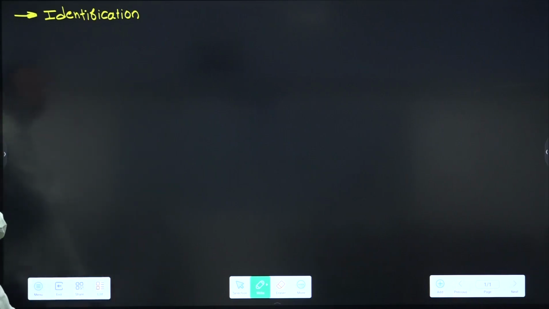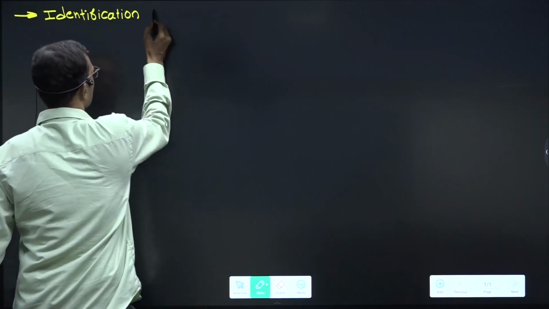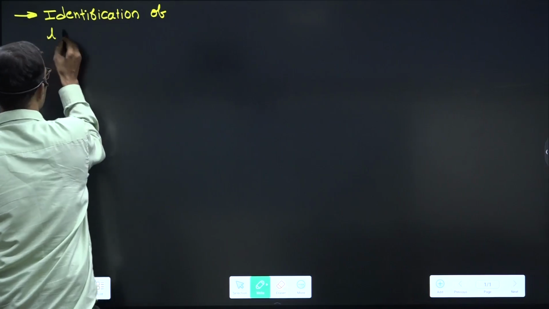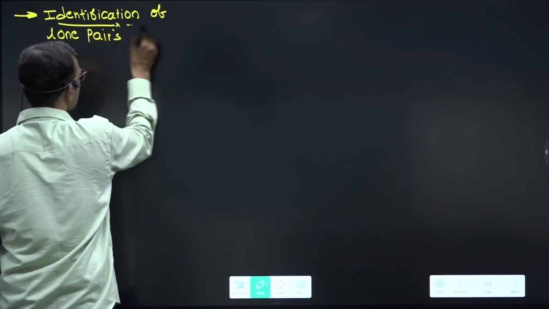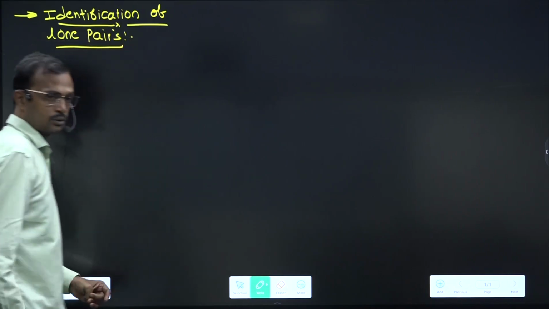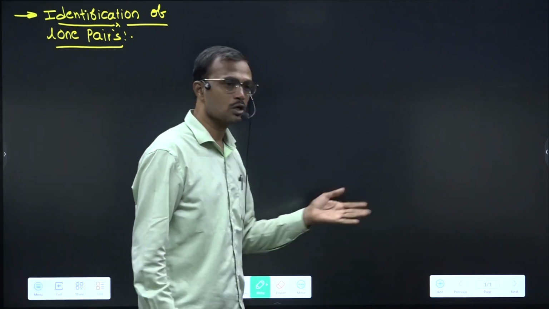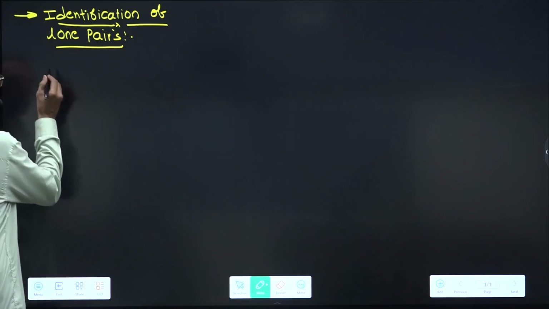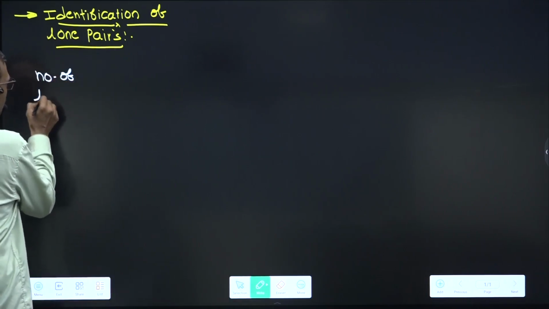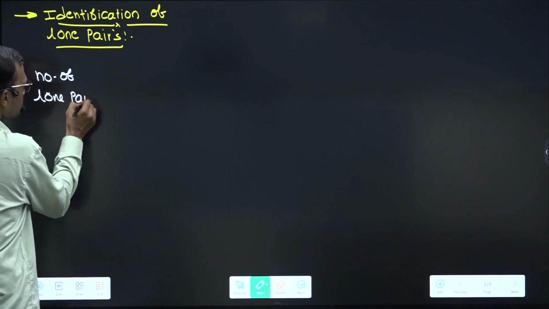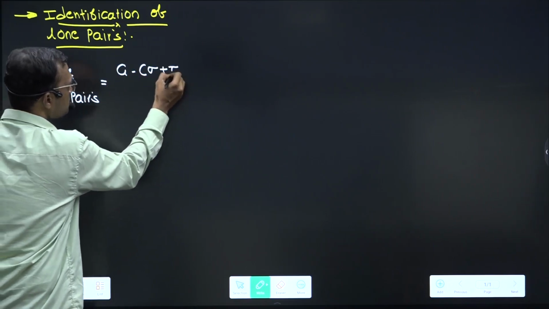lone pairs. So how to identify lone pairs present in an organic as well as inorganic molecule. This can be useful to identify a neutral molecule's lone pairs or a charged molecule's lone pairs. Suppose a molecule is a lone pair consisting species, and you want to calculate the number of lone pairs: number of lone pairs is equal to G minus sigma plus pi bonds, by 2.